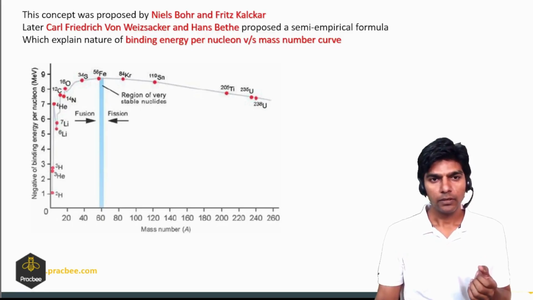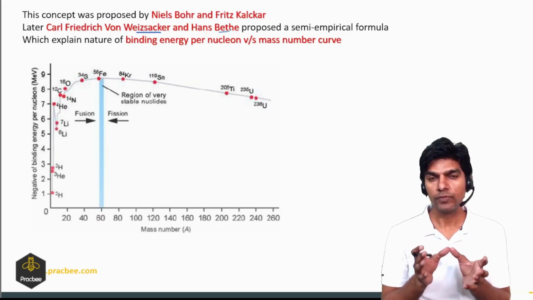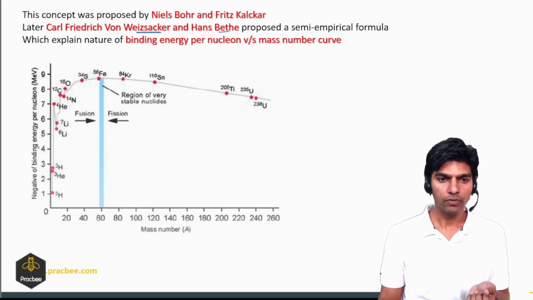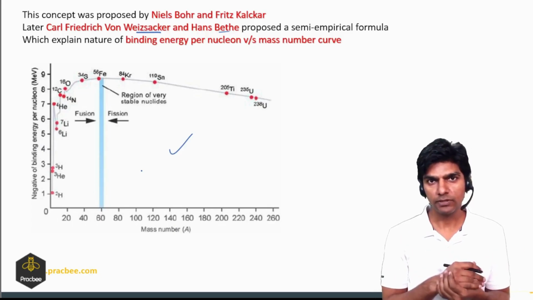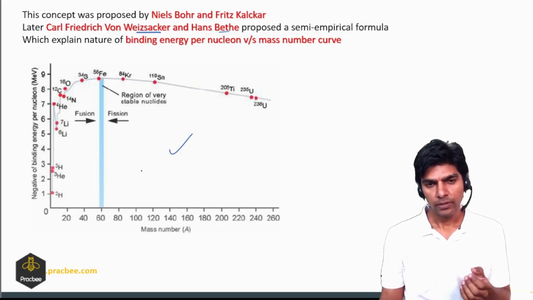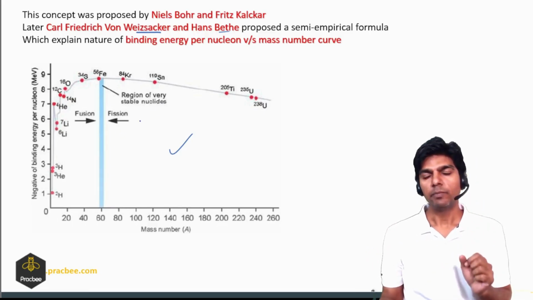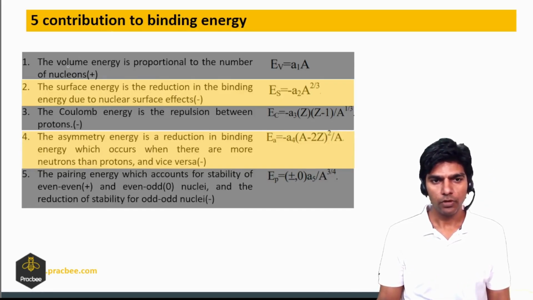And later, Weizsäcker and Bethe proposed a semi-empirical formula, and based on this formula, they were able to explain the nature of the binding energy per nucleon versus mass number curve. You must be familiar with this curve, right? It tells us the stability. Greater the binding energy per nucleon, more the stability. So in that semi-empirical formula, they have considered 5 energies. So first is the volume energy, second is the surface energy, third is Coulomb energy, and the fourth is asymmetry energy, and fifth is pairing energy.